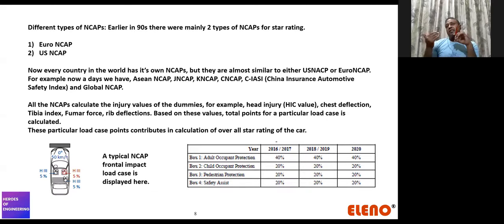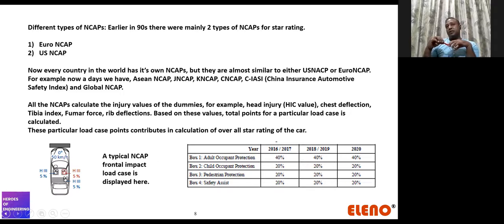When it is restricted by the belt, then definitely there is a push on the dummy chest to the inside, or let's say opposite to the velocity. So this chest deflection is one injury criterion, or injury value.